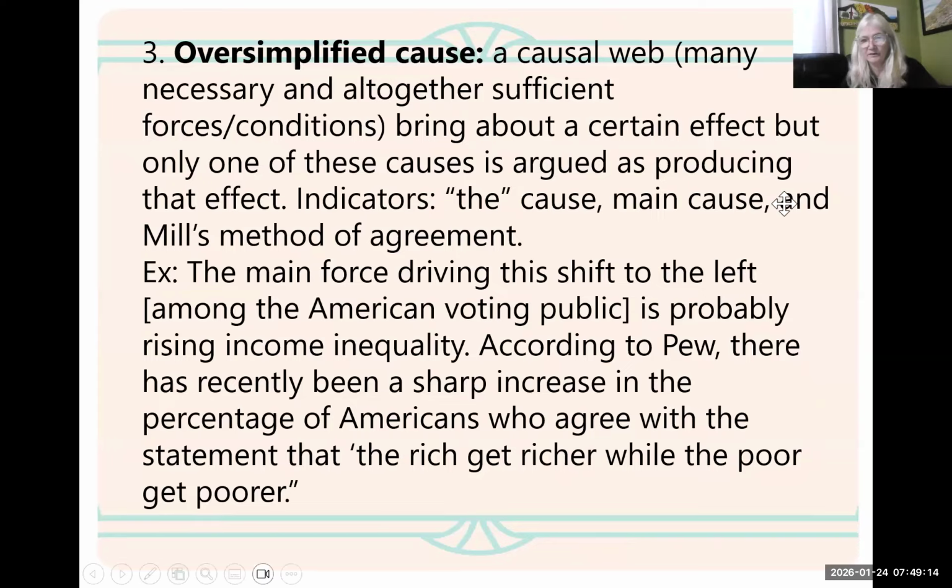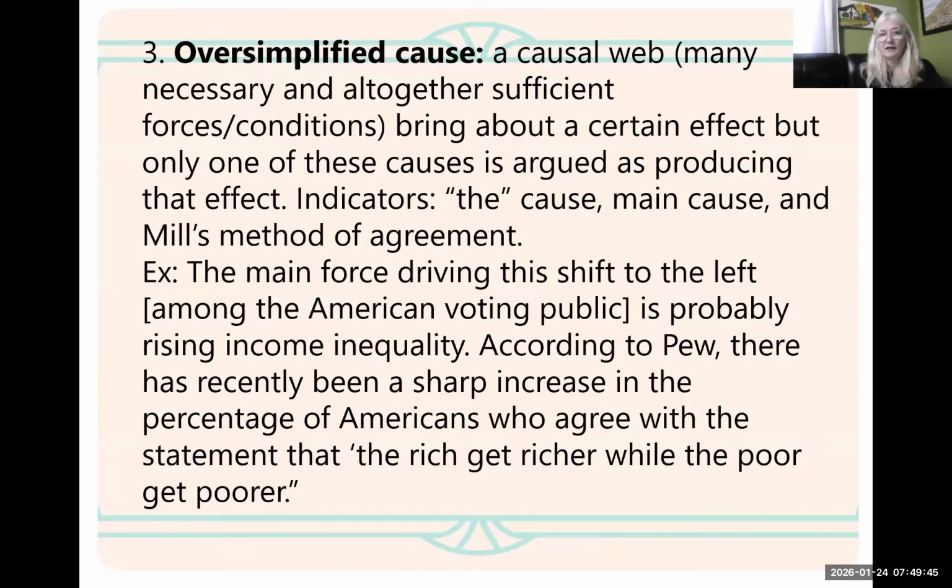So here's an example of an oversimplified cause. The main force driving this shift to the left among the American voting public is probably rising income inequality. According to Pew, there has recently been a sharp increase in the percentage of Americans who agree with the statement, the rich get richer while the poor get poorer. So they're saying that the main force driving this shift to the left is probably rising income inequality.